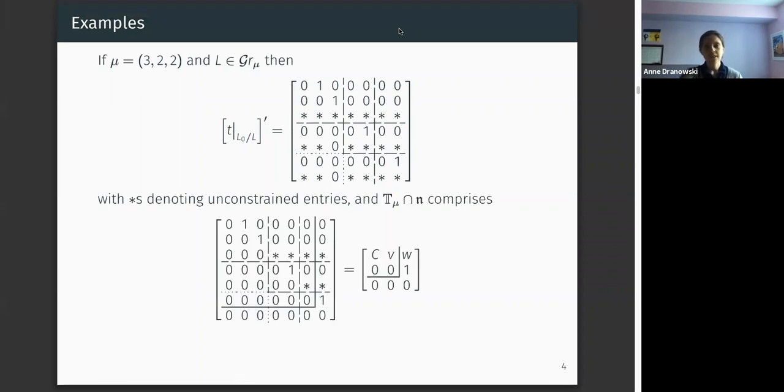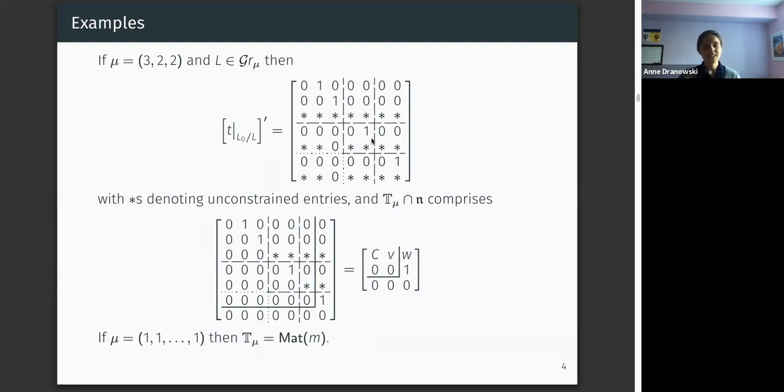So we can see that taking upper triangular such matrices exactly gives us this block matrix where I have my C, a V column, and a W column. And I can maybe try to apply that fun matrix fact back to elements of this T mu.